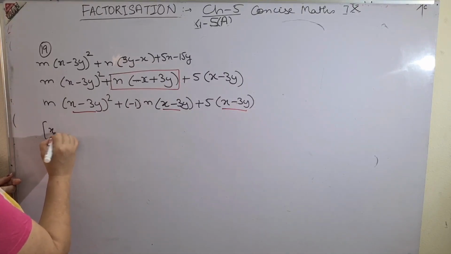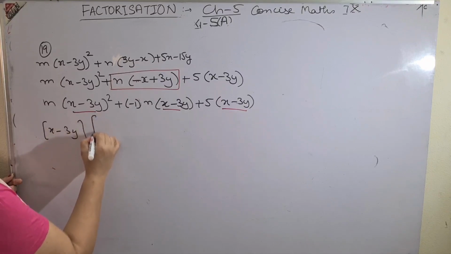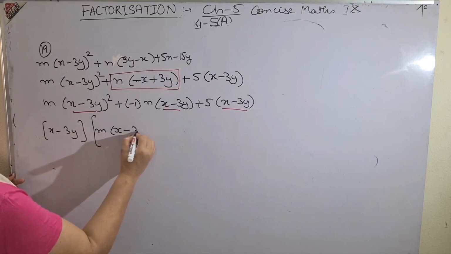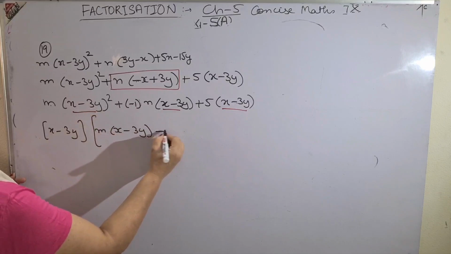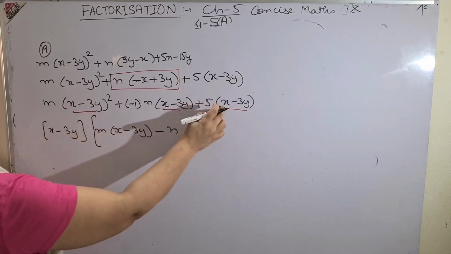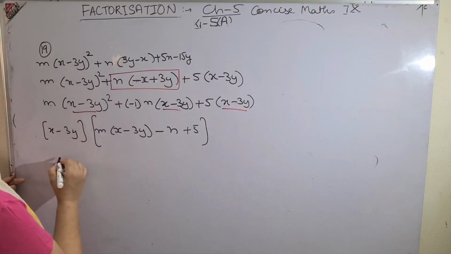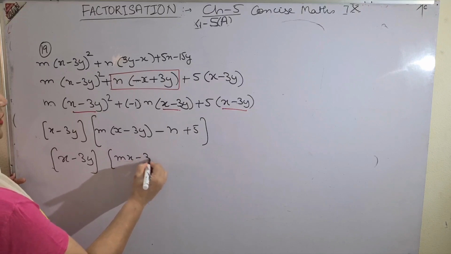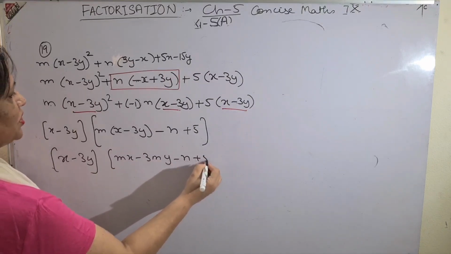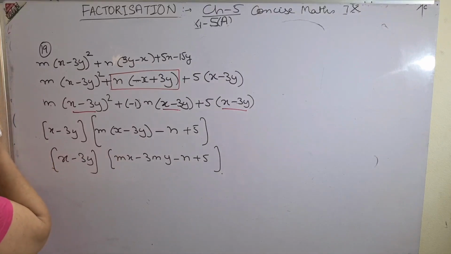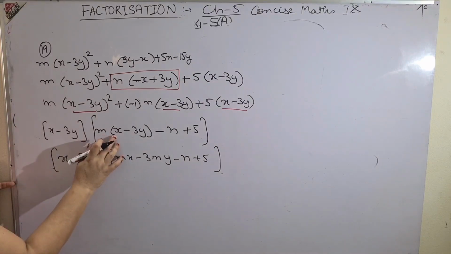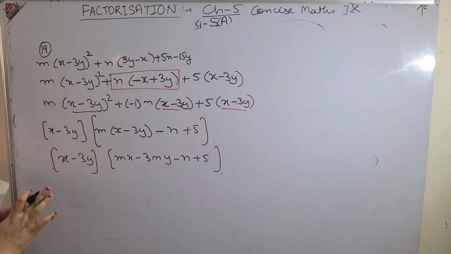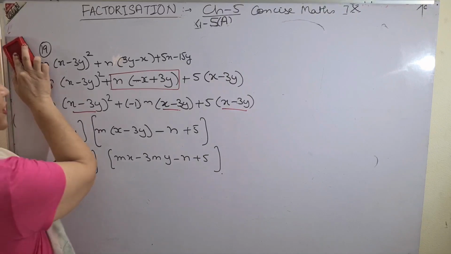Now you take out (x minus 3y) common from all the three terms. In the first, 1 I took common, so I am left with m into (x minus 3y), plus into minus, minus n, and one of them is common out. Again 1 is there, so plus 5. And this is your required answer, children. See how simple it is. mx minus 3my minus n plus 5 is your answer. How easy it is. So, once you do it, nothing is difficult.